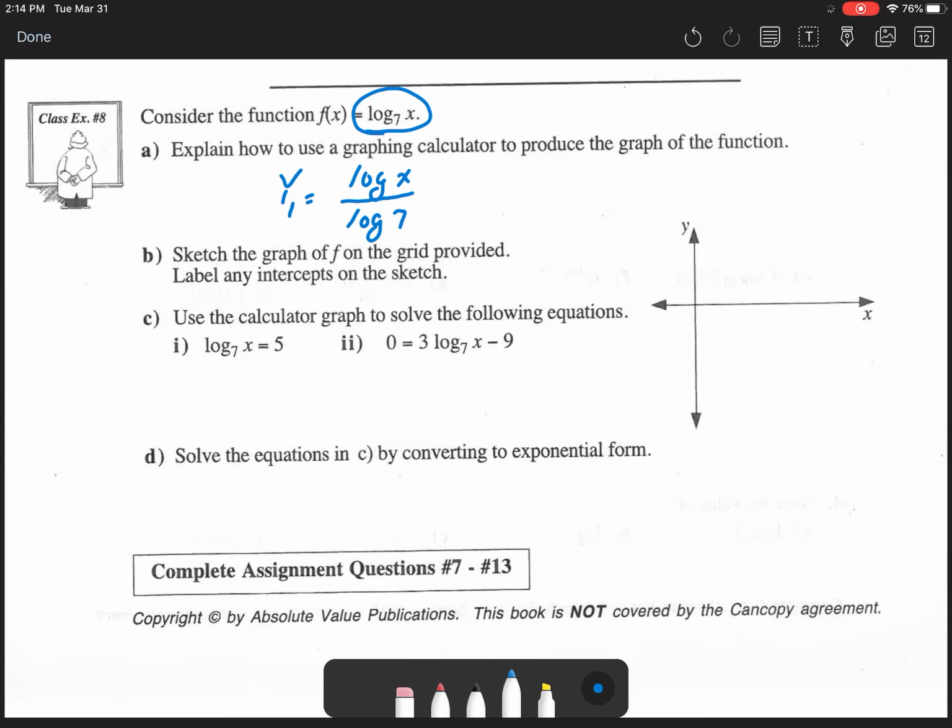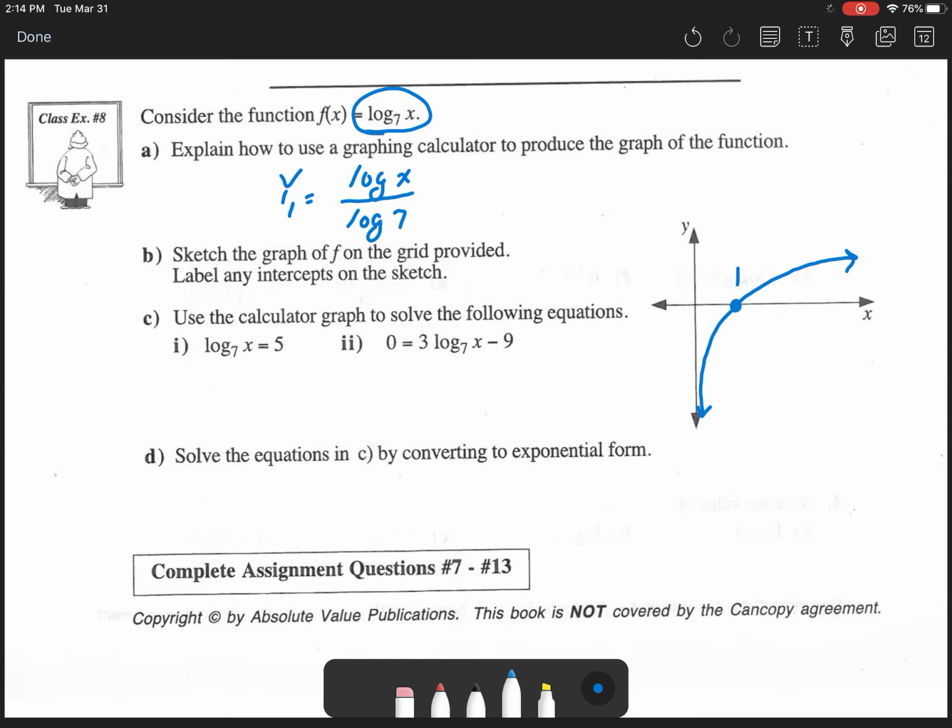B says sketch the graph on the grid provided, and label any x-intercepts. As I go through and enter this into my calculator, I produce the graph. Again, it's going to have the same general shape that a log function has. It comes up very close to the y-axis and grows up and to the right, like so. I now want to calculate the zero, or the x-intercept. I do that using the zero feature on my calculator, and you'll see that that value is 1.